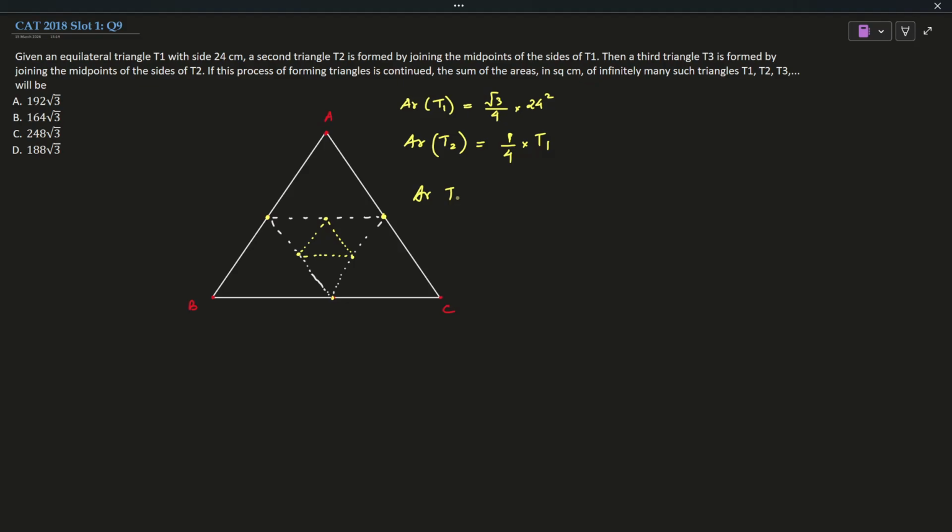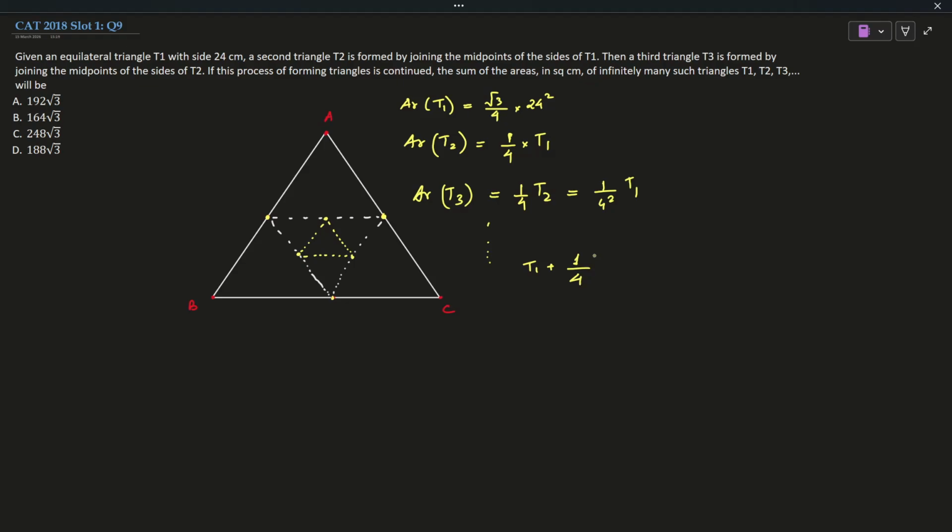Area of T3 will be 1 by 4th of T2. What is T2? T2 is 1/4 of T1, so 1 by 4 square of T1. Like that, it will go on. So if I add all these areas, I will get T1 plus 1 by 4. This looks like a GP.